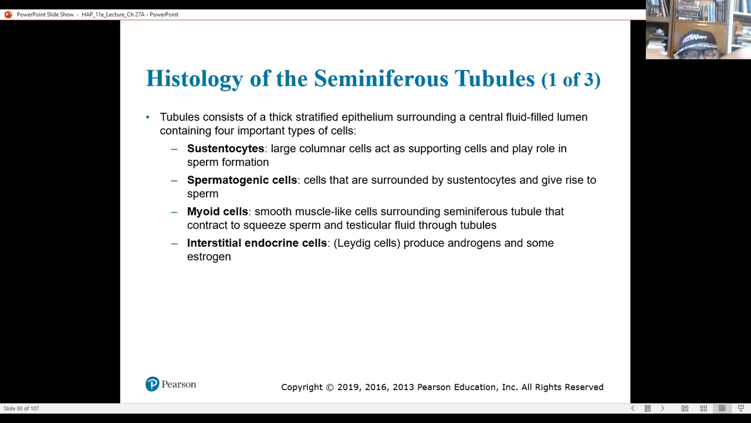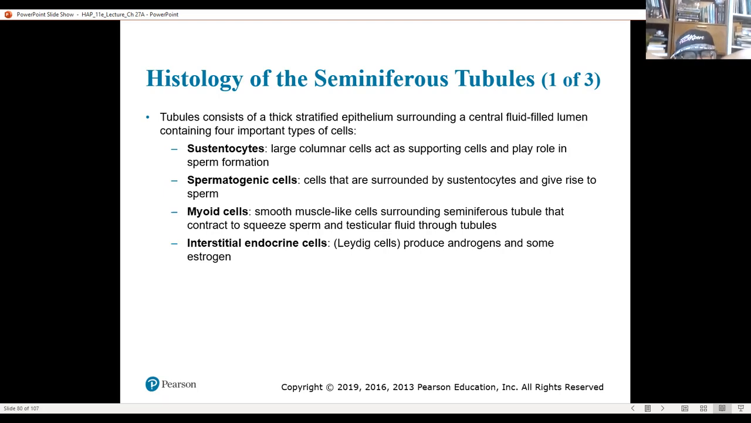So, we're talking about the seminiferous tubules. They have thick stratified epithelium, and they surround a central lumen that is full of fluid, and it contains 4 important types of cells. I've said this before, if you're wondering what you're looking at under a microscope, if you see tails in the middle, that's a seminiferous tubule.